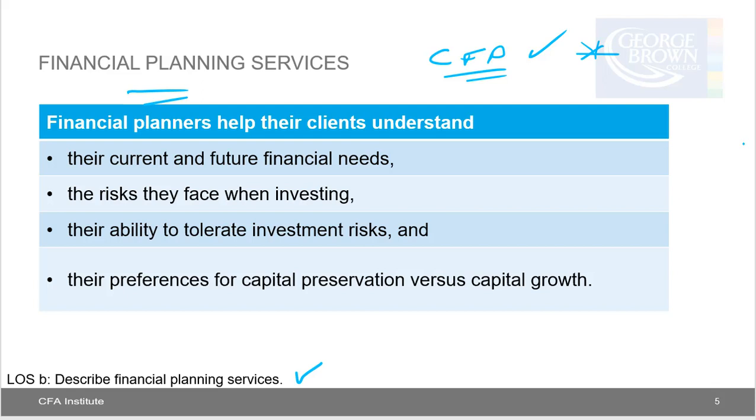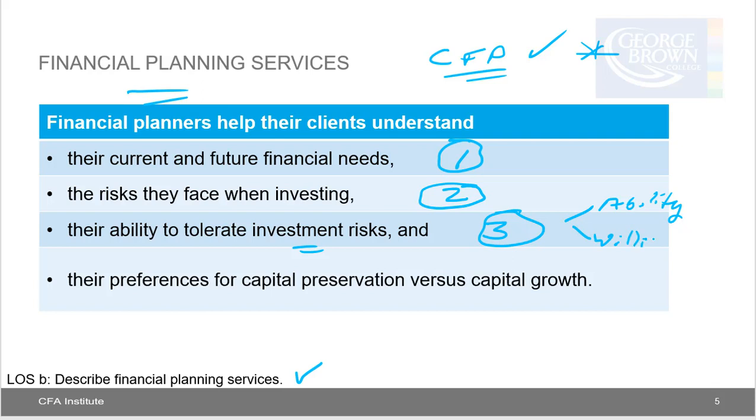Financial planners help their clients understand 1, their current and future financial needs, 2, the risks that they face when investing, 3, the ability to tolerate investment risks. And when we look at risk, we look at the ability to take on risk, and then we also look at willingness, okay? We're not seeing that in big detail in this chapter, but that's a very important topic that runs throughout portfolio management in the CFA program, is that when you talk about, we've looked at risks of different asset classes in the previous chapters, but when we look at the ability to tolerate risks by investors, we break it up into two categories.